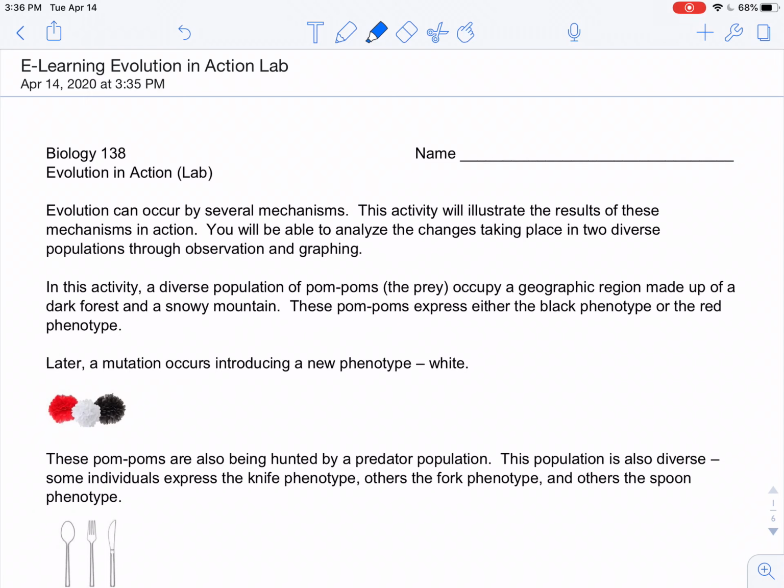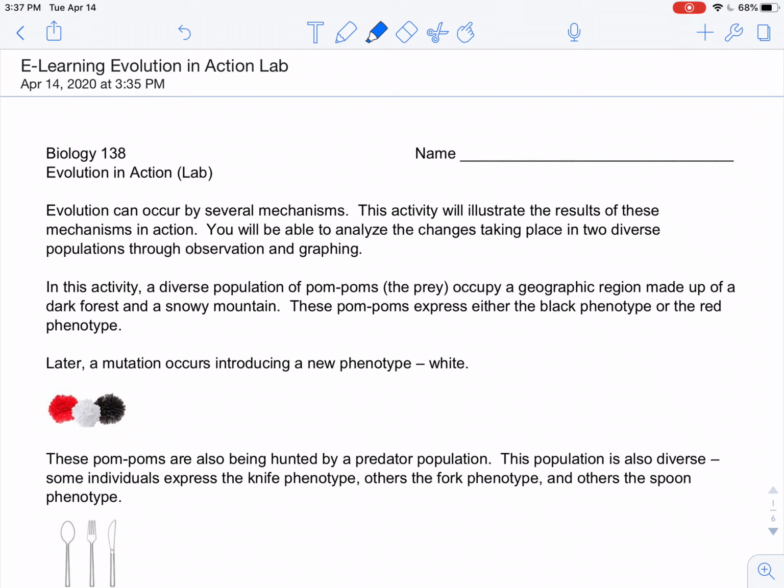Hey everyone, it is Mr. Moreau here with a quick introduction and explanation of the data tables in our e-learning version of our Evolution in Action lab. Now yesterday I showed you some visual simulations of something very similar to what we are going to be talking about today, which is a version of a lab we would have done together in class where students are up and around acting as predators, capturing a very simple organism representing the prey.